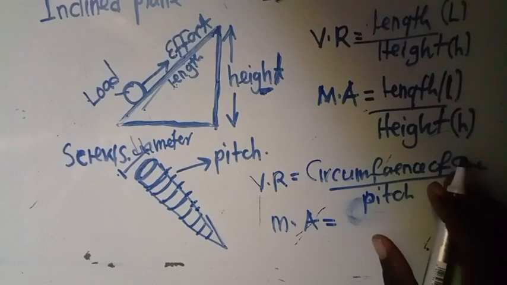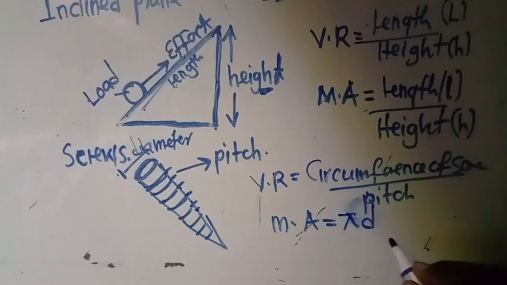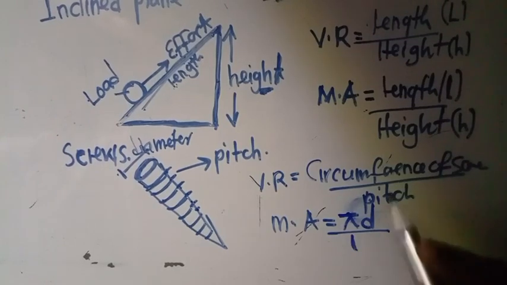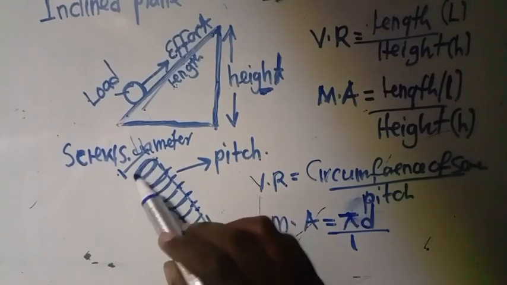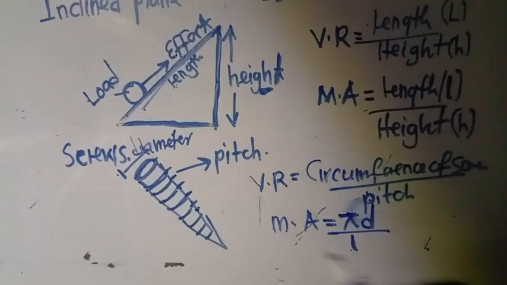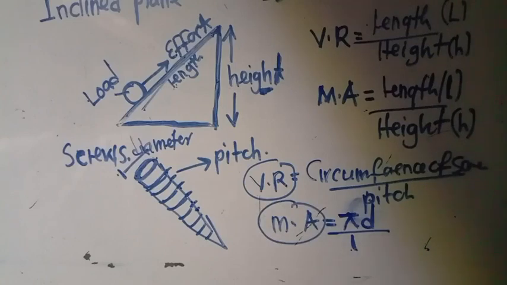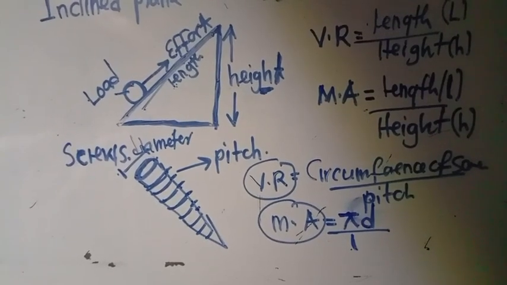So we use the same formulas here. The circumference of the screw is pi d, pi times the diameter, over the pitch, which is a length. Pi is a constant. You find the diameter, the distance from there to there, over the length. These are the same formulas for velocity ratio and mechanical advantage. These are important parts that you need to understand even in an exam.